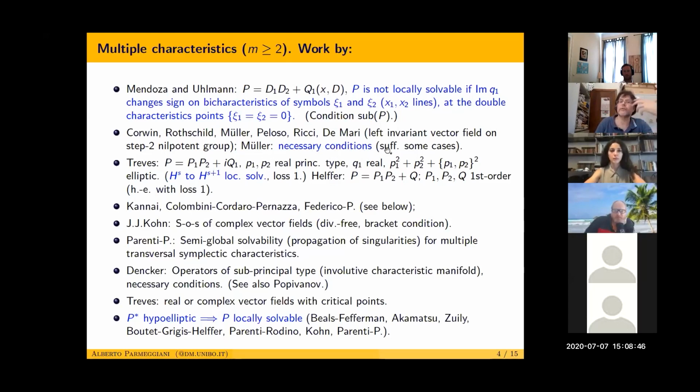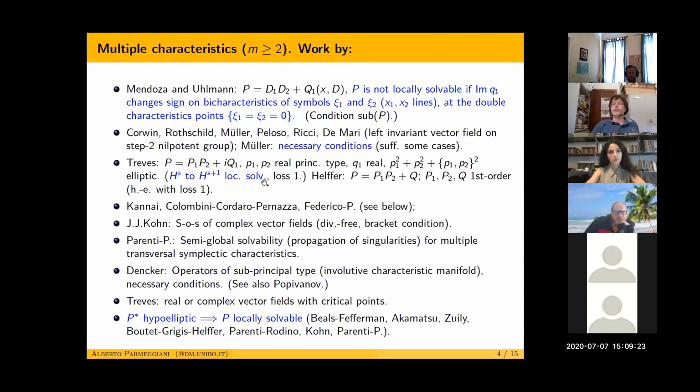The gap, when there is some algebra, can be filled in by some auxiliary step 2 nilpotent structure and so on. And then there are some results by Treves for operators like P1 P2 + iQ1, where P1 and P2 are real principal type, Q1 real, and this symbol is elliptic. In this case, he has a result which is H^s to H^(s+1) local solvability with the loss of one derivative. I want to mention also the previous result by Alinhac.